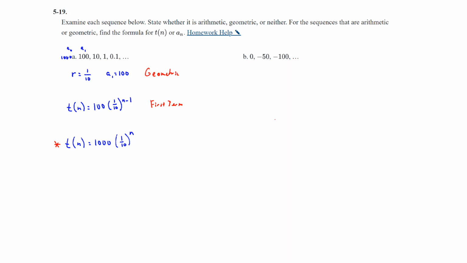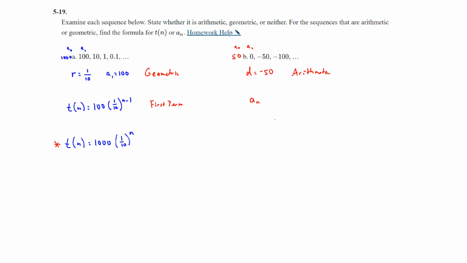On part B, we have 0, negative 50, negative 100. So you can see that the common difference is negative 50. You're adding negative 50 each time. So what that means is that this one is arithmetic. And once again, you can start with your first term, or you can go back and start at term 0. So this would be term 1. If you want term 0, you'd have to go back, and that would be 50, because you would just add 50.